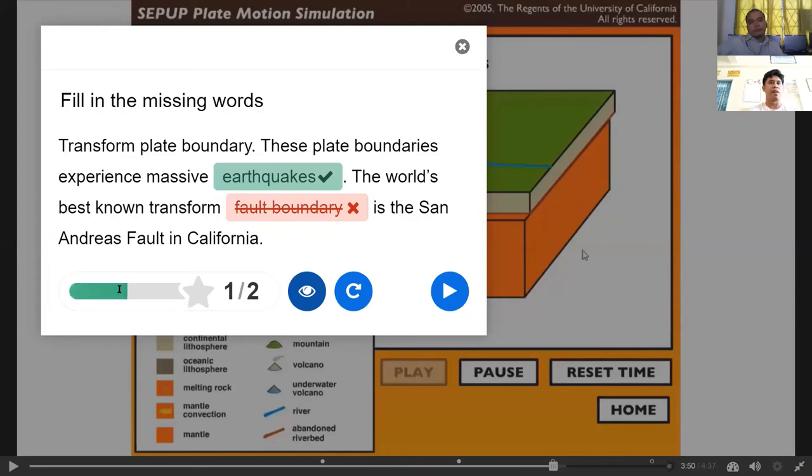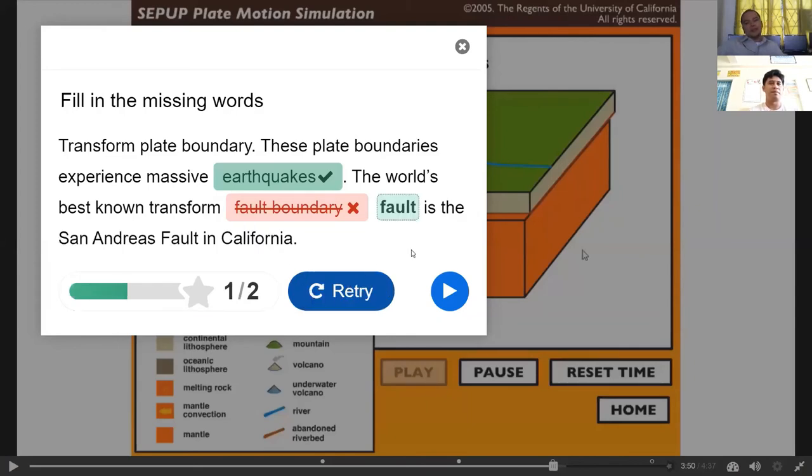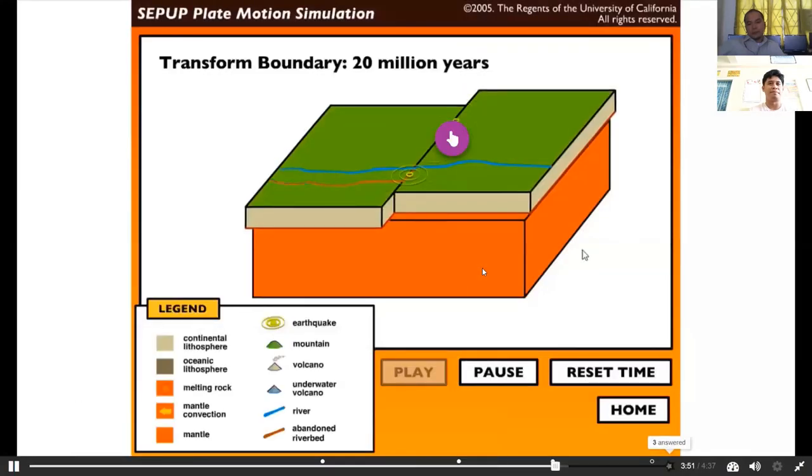Okay, check. Okay, you can view it. Okay. That is still acceptable. Fault or fault boundary. Yeah, that's correct. Thank you, sir. Next.